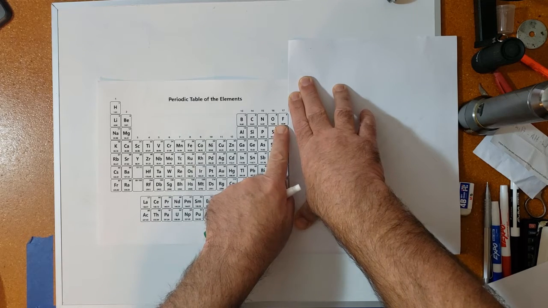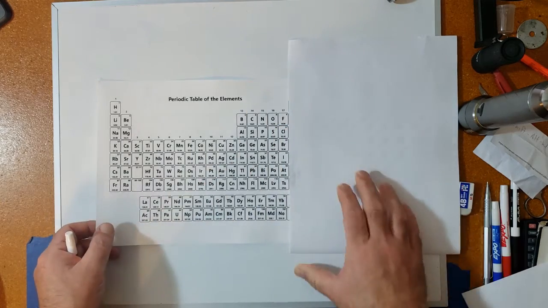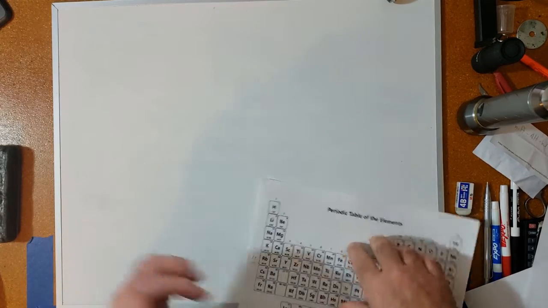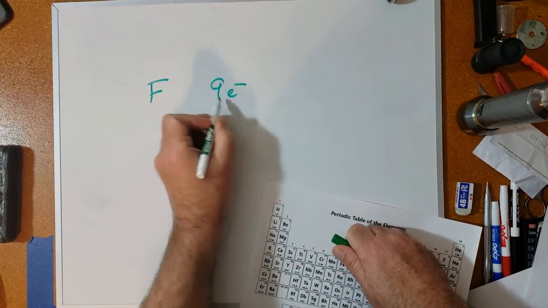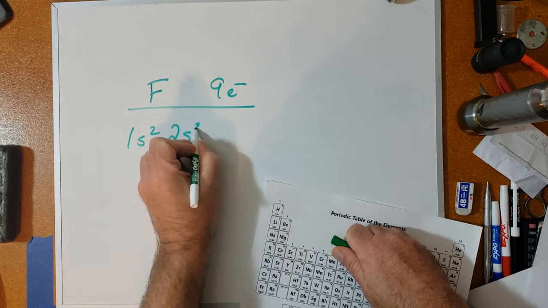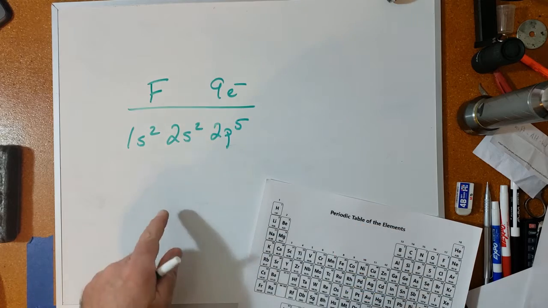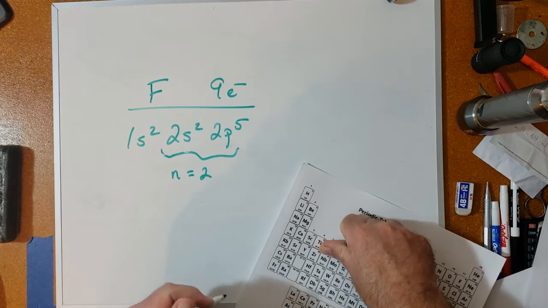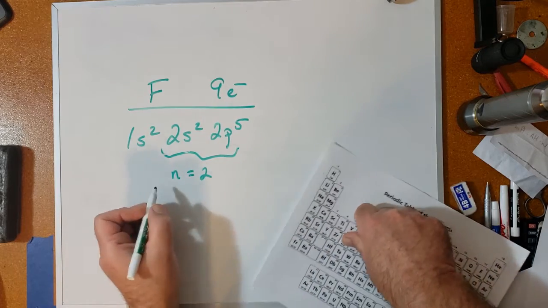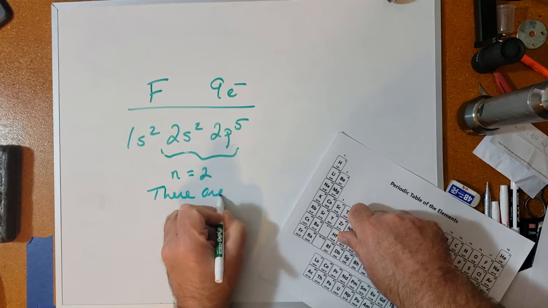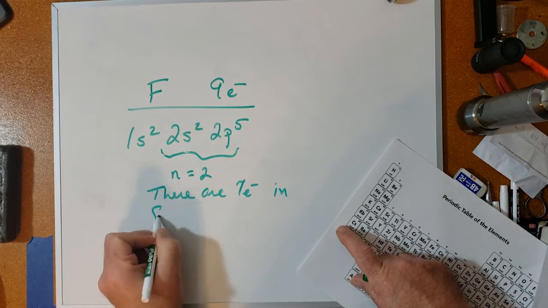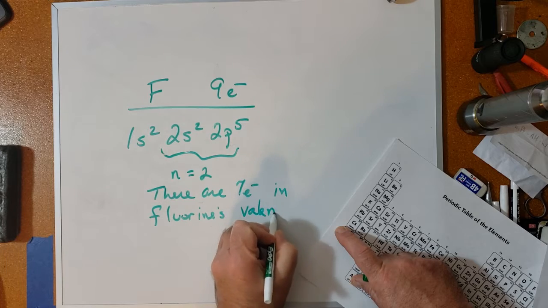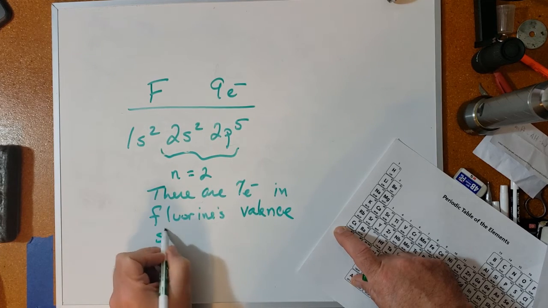For example, let's take fluorine and check out its electron configuration, and then we'll discuss what we see. Fluorine has 9 electrons. So that's 1s2, 2s2, 2p5. The outermost energy level is where n is equal to 2, so that's the 2s and the 2p in this case. That is not an octet, that's only 7 electrons. The outer electrons are called valence electrons. So we say there are 7 electrons in fluorine's valence shell.